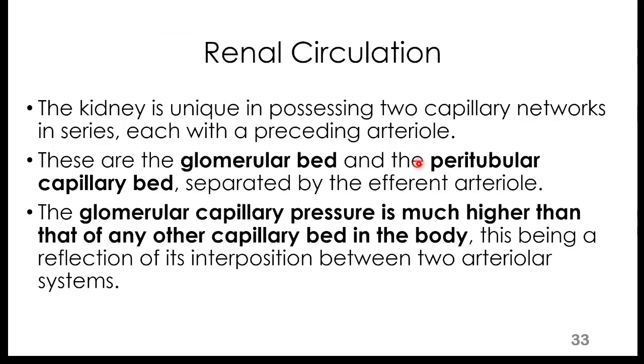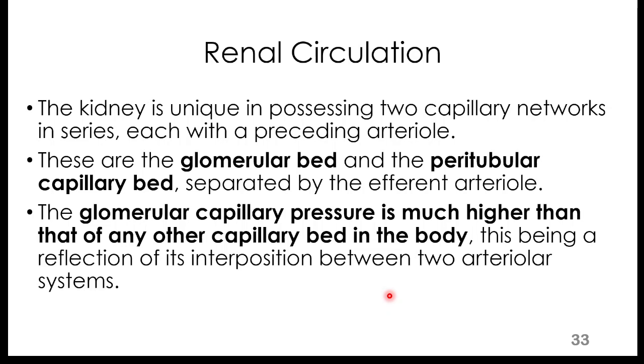All right. Now there are some important things to note. Some interesting things about the renal circulation. The kidney is unique in that it possesses two different capillary networks, which are connected in series. Right. These are the glomerular bed and the peritubular capillary bed, which are separated by the efferent arteriole. Okay. And we should also note that the pressure of the glomerular capillary is much higher than that of any other capillary bed in the body.